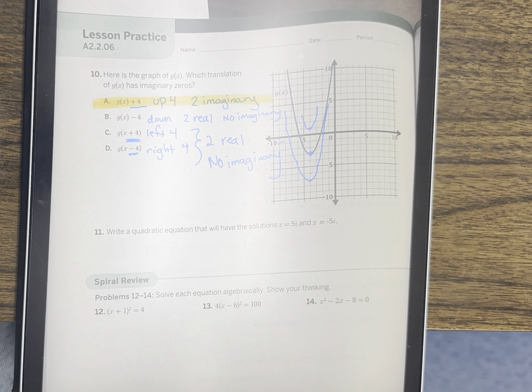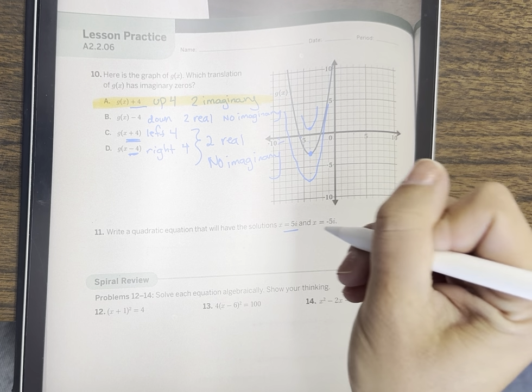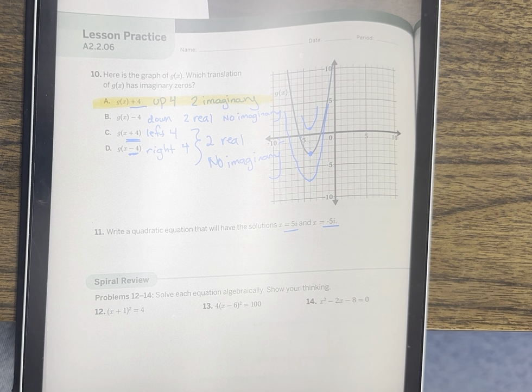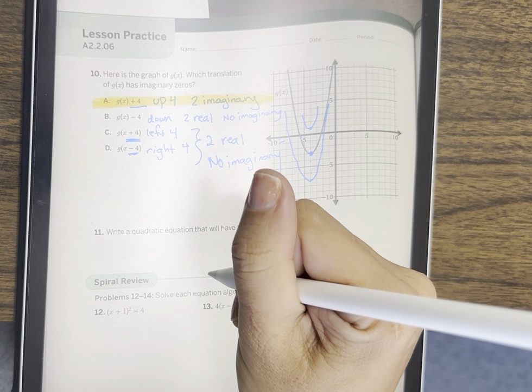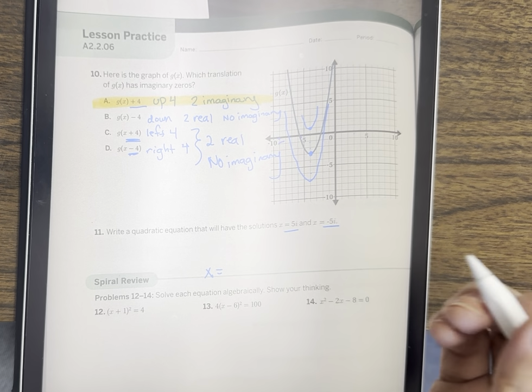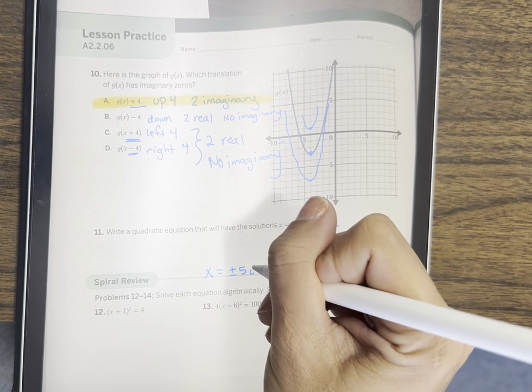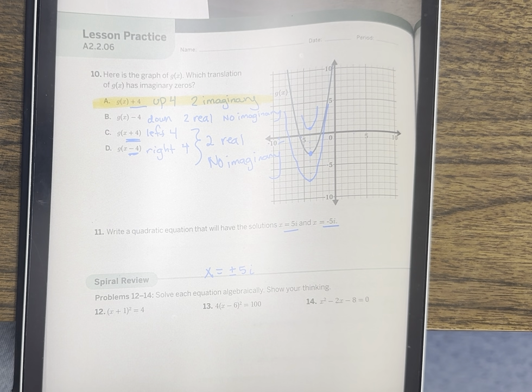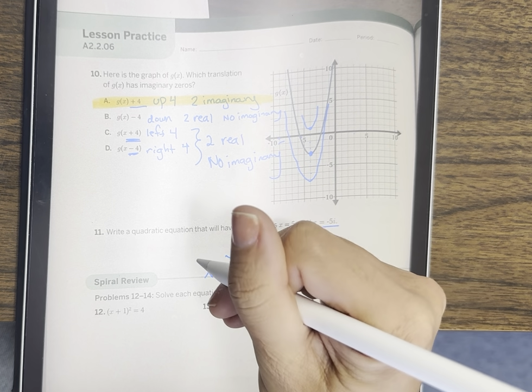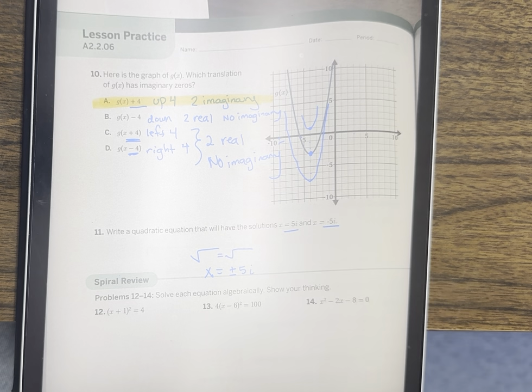Write a quadratic equation that's going to have these solutions. Oof. This is where we've got to think a little and work backwards a little. If my solution came out to be positive 5i, negative 5i, that must have been a plus or minus 5i situation, which means in the previous step, I see that plus or minus. That means I square rooted both sides.